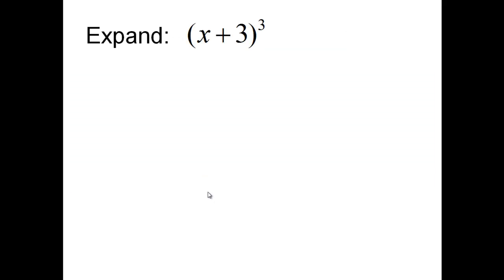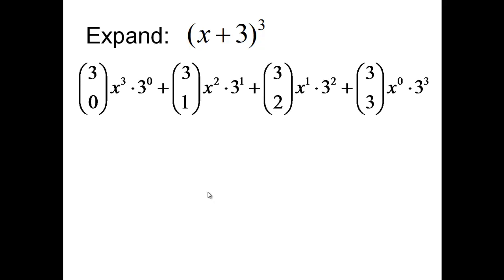Let's think about our warm-up example that we had. How could we expand this using binomial theorem without having to multiply out the quantity x plus 3 cubed? Well, what we know is that the leading coefficient in front of these is going to be based on the combinations. So 3 choose 0 is going to be our first term's coefficient, 3 choose 1, then 3 choose 2, then 3 choose 3. Binomial theorem says we start with the highest exponent of the first term and the lowest exponent of the second term. So that's why we have x to the third, 3 to the 0.